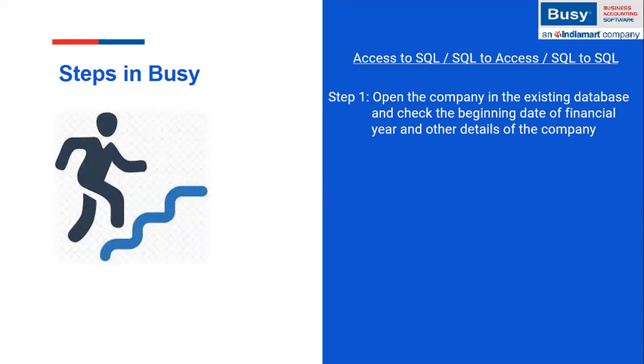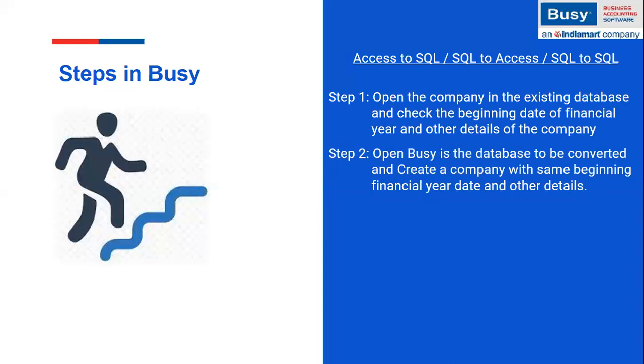You have to check the beginning date, the starting date of the financial year. Suppose the current financial year beginning date is 1st April 2023. So you have to check the beginning date of the financial year in the company, and other details like country, state, and currency also. So these details you have to check. This is the first step.